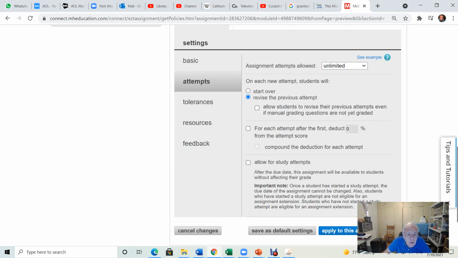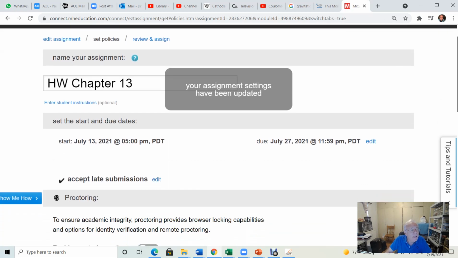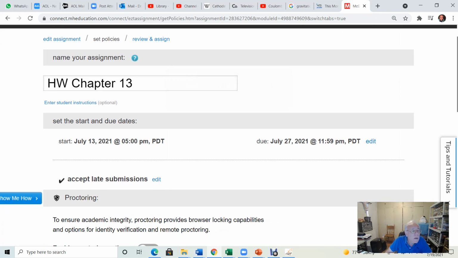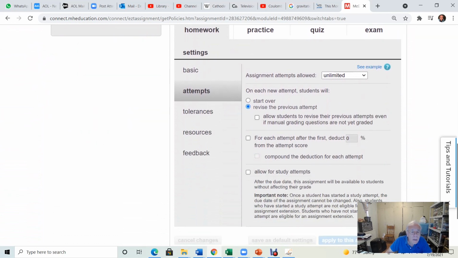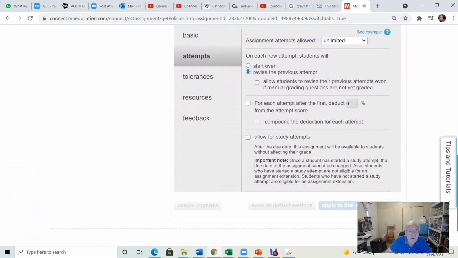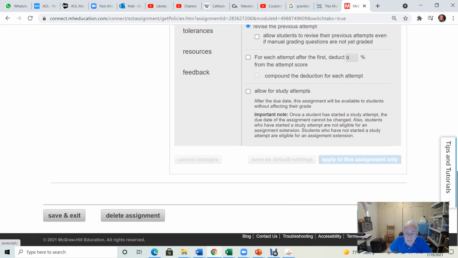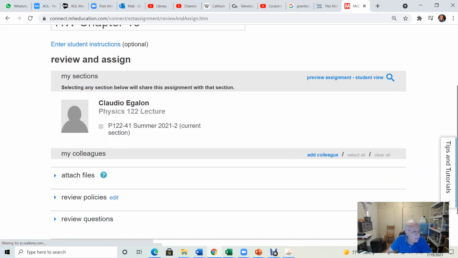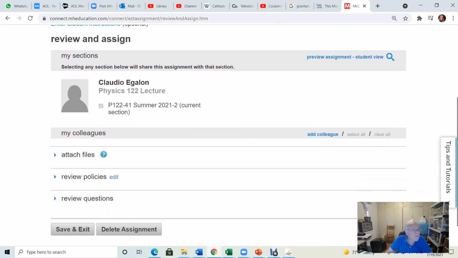So I believe I have to check this one here. Let me see, apply to this assignment only. I don't think it's gonna let me do that. Your assignment has been updated. Oh, it let me do that. Oh, interesting. Okay, so it looks like it let me do that. Now check if you can do that. Allow for steady attempts. Anything else? Let me see, review and assign. Okay. It's already assigned. I don't think I need to assign it.